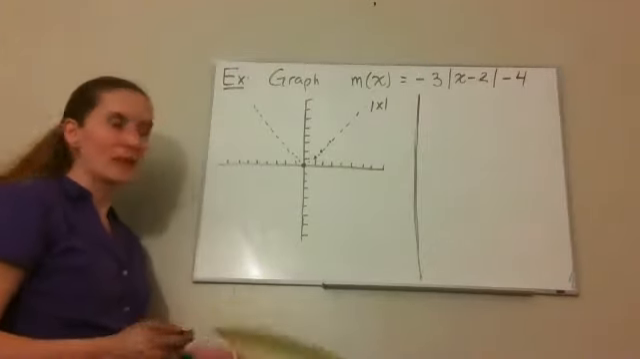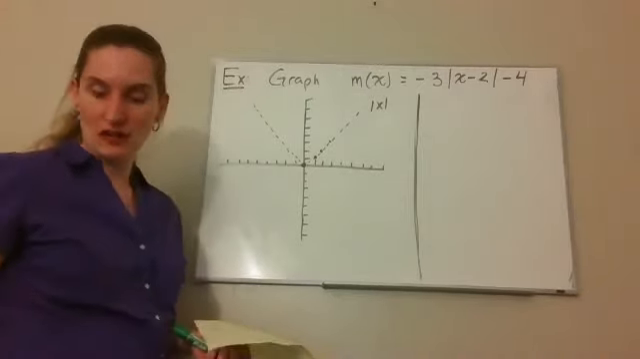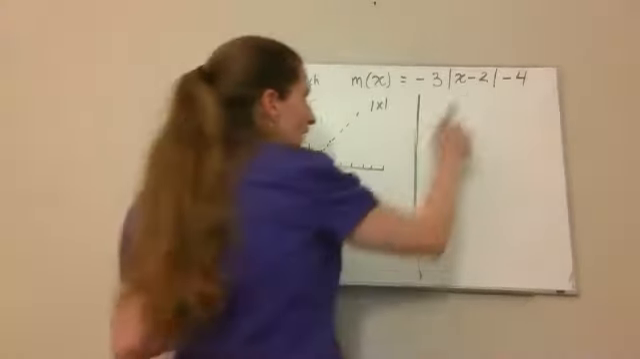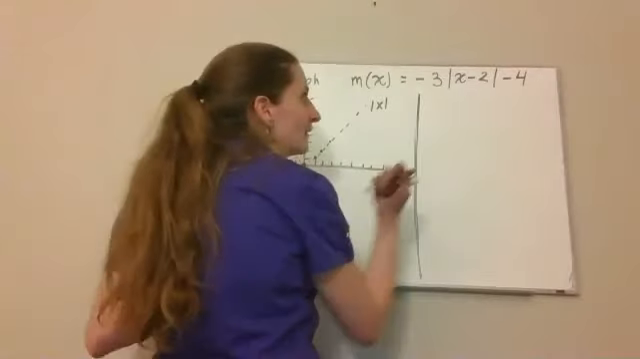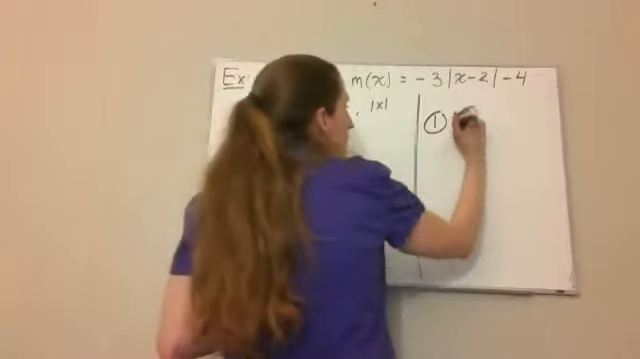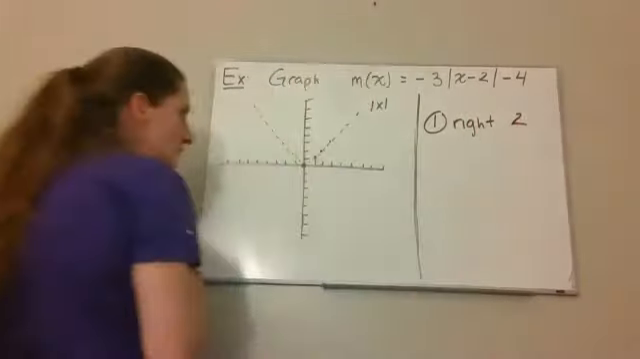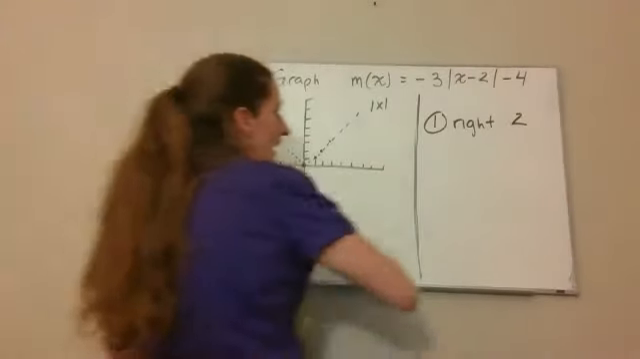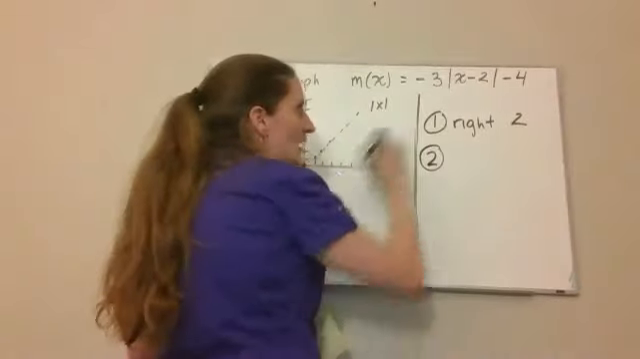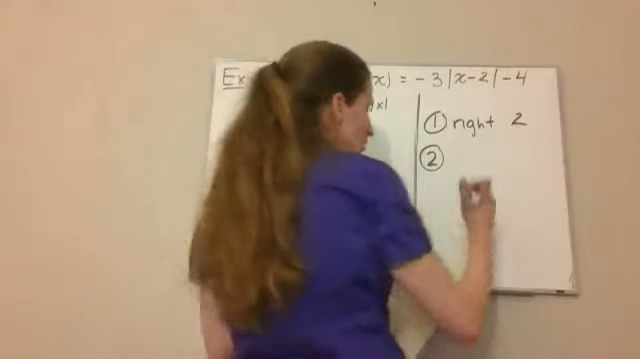What's the first transformation we have to do? Well, we have to take care of any of our horizontal translations. So shifting to the right or to the left. Do I have any of those? Yes, I do. I have a -2 inside of those absolute values. So my first transformation is to move to the right 2 spots. Then after I do that, I have to do any of my stretches and shrinks. That's this multiplying by 3. That is a vertical stretch by 3.